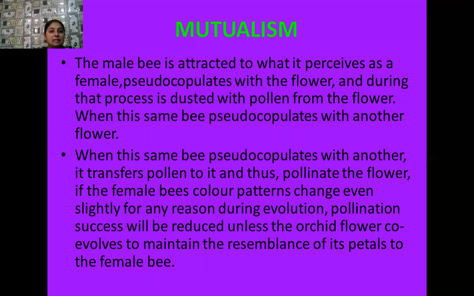If the female bee's color pattern sometimes gets changed slightly for any reason during evolution, pollination success will be reduced. But it will remain normal if the orchid flower co-evolves to maintain the resemblance of its petals to the female bee. So in this way, the plants offer rewards and fees to these visiting animals, which are generally their pollinators, and they are so much mutually associated. They have an intimate relationship with these animals. Okay, students?